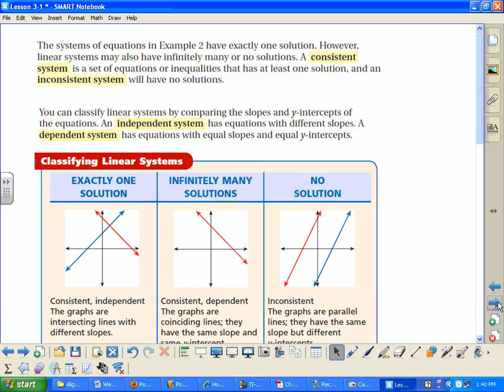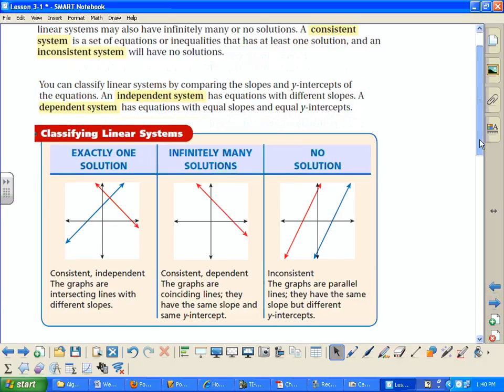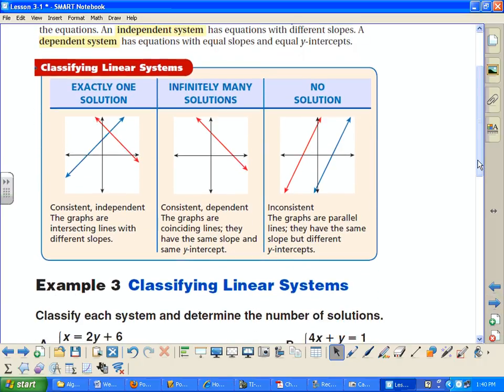An independent system has equations with different slopes. A dependent system has equations with equal slopes and equal y-intercepts. Well, if it has an equal slope and equal y-intercept, what is that? It's the same line. So a dependent system is actually going to have the same line. So here we go.